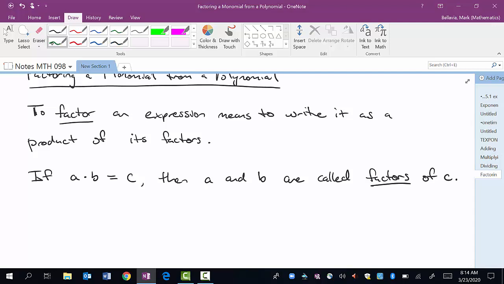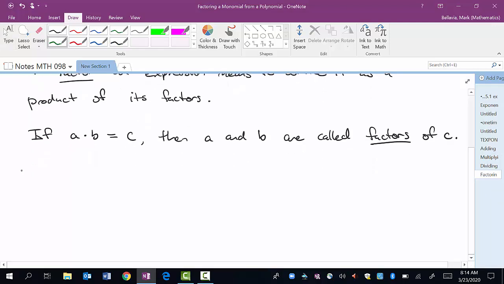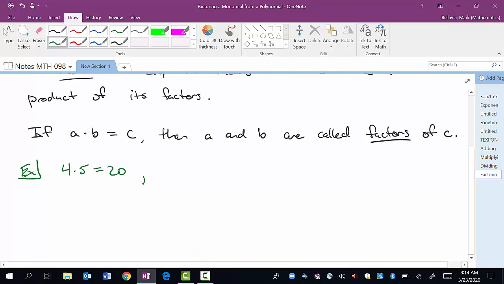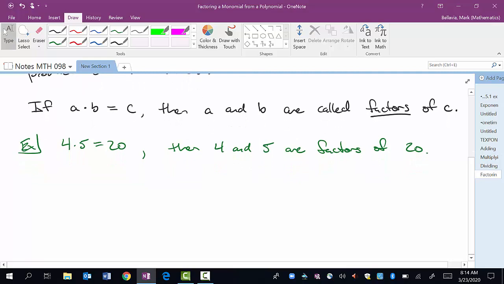So just a little quick example here. For example, if I said 4 times 5 equals 20, then what can you say about 4 and 5? Well, then I could say 4 and 5 are factors of 20. Just like here, if A times B equals C, then A and B are called factors of C. Here, 4 times 5 equals 20, so 4 and 5 are factors of 20. And that's the way we use the word factors.